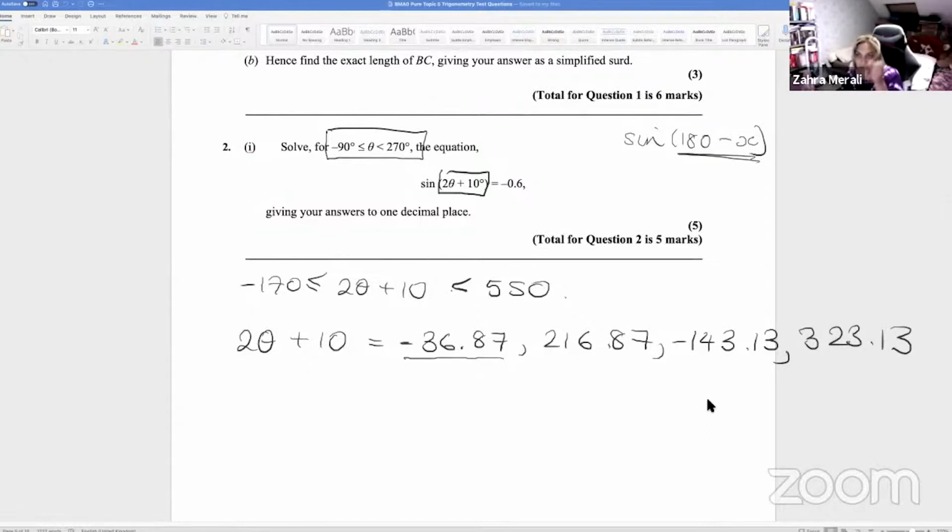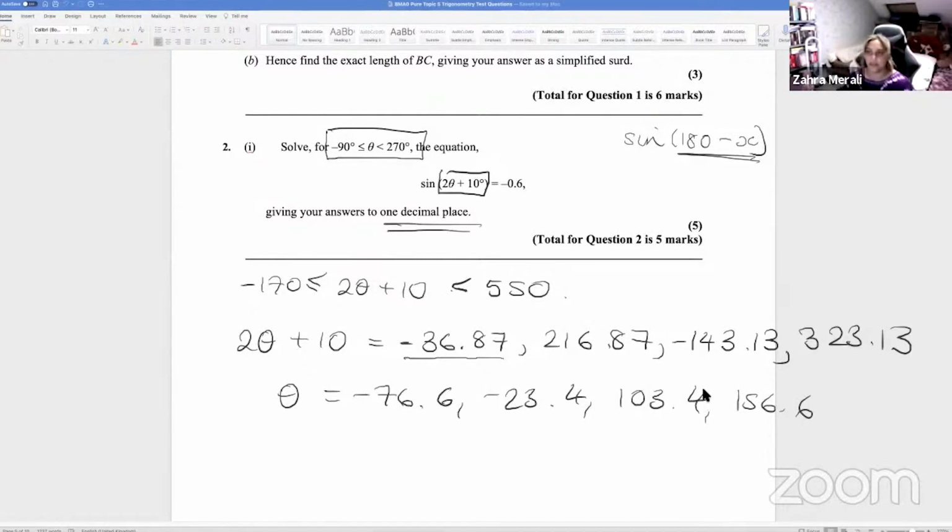Now to every single one of these, I'm going to minus 10 and divide by 2. And so the answers I get are minus 76.6, 23.4, 103.4, and 156.6. And at this point, I'm writing it to 1 decimal place because that's what they've asked you to.